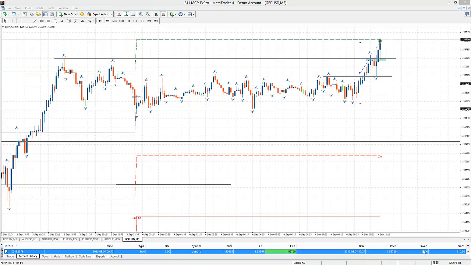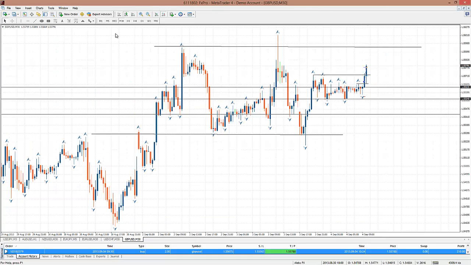Alright, nice little trade there. You can see we got paid nicely, just over 10 pips. Trading 2 lots on that, taking off at our take profit, which is the pivot point, the next pivot up.